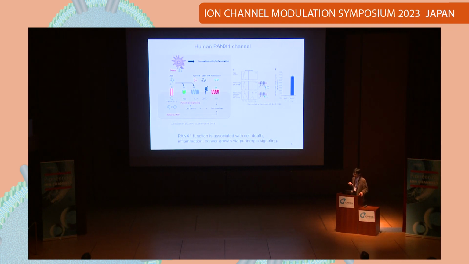It has been reported that pannexin 1 channels release ATP, and this results in inflammation, apoptosis, cancer cell proliferation and epilepsy. And it is known that C-terminal truncation of pannexin 1 constitutively activates the channel. And this C-terminal cleavage is mediated by caspase-3 in vivo.